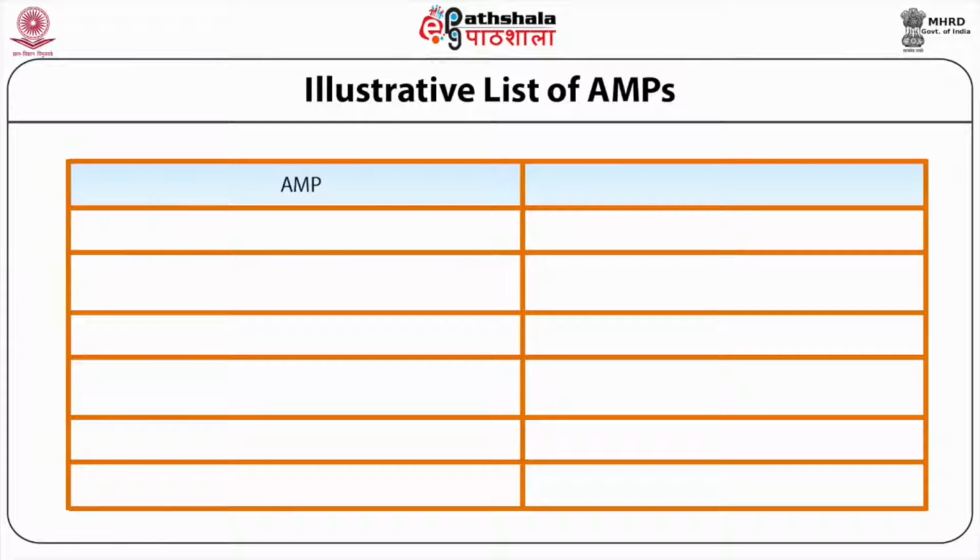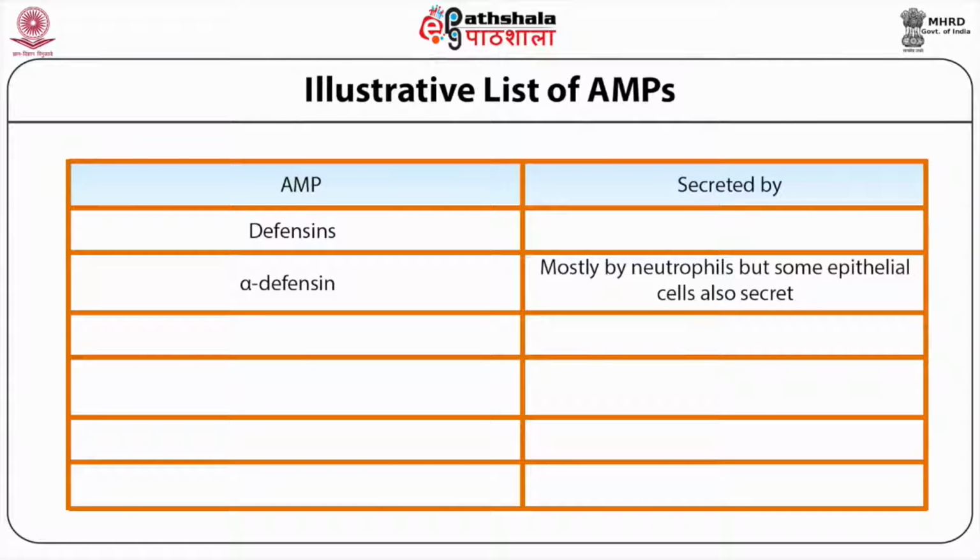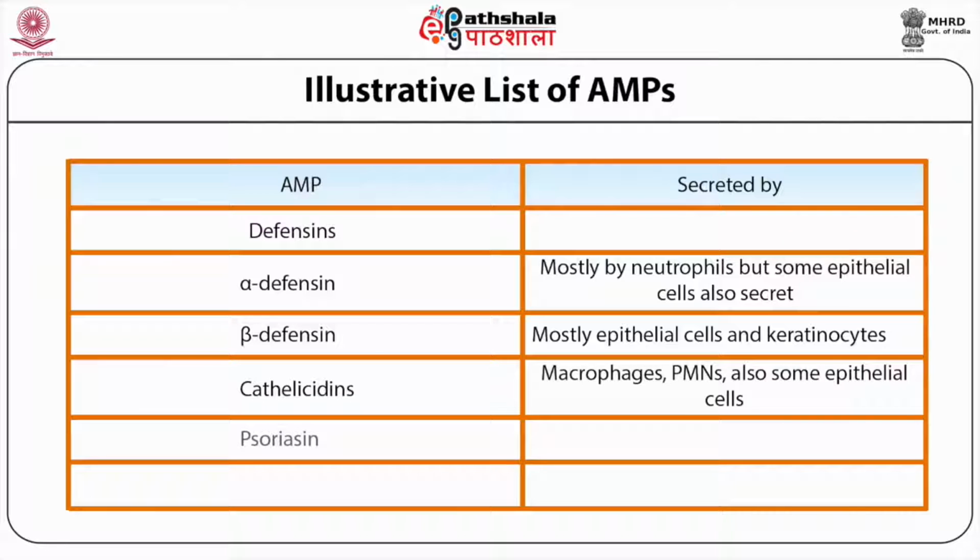Specifically, we have defensins, which are listed here. Among the defensins, alpha defensin is secreted mostly by neutrophils. Sometimes epithelial cells also secrete them. Beta defensin is mostly secreted by epithelial cells and keratinocytes. Cathelicidins are mostly secreted by macrophages, psoriasin by keratinocytes, and calprotectin by PMNs.